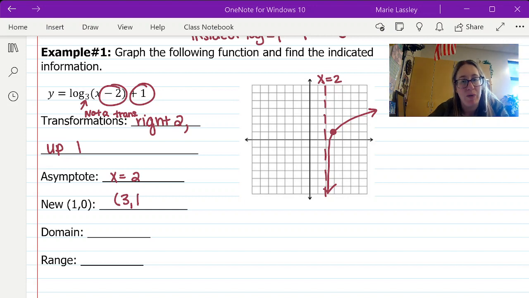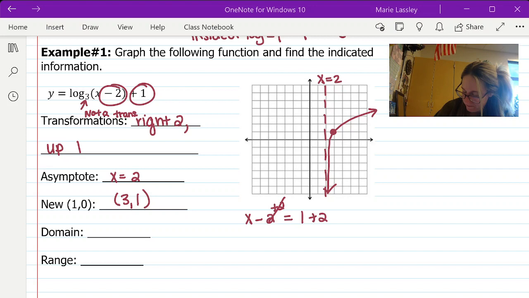Now, doing this algebraically is also pretty easy. You're just going to take whatever's inside the log, which in this case is x minus 2, and equal it to 1. You add 2 on both sides, so you have x equals 3. Which, ta-da, is what we got when we did it with our transformation rules.